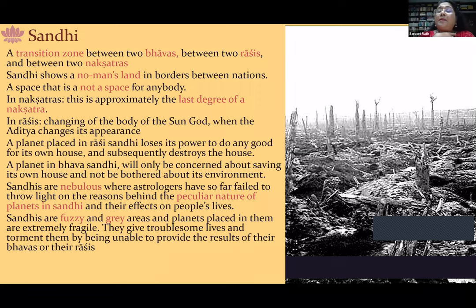I gave you an example that I have Mangal in 0 degrees, 0 minutes, beginning of Taurus. So it's a Rashi Sandhi between Aries and Taurus, and it lords my Aries and Scorpio. So whatever Bhava Aries and Scorpio are representing, which is my second and ninth Bhava, it is not going to give me results of that Bhava. It is going to deny me the results of that Bhava unless I do some serious remedy related to Mangal.